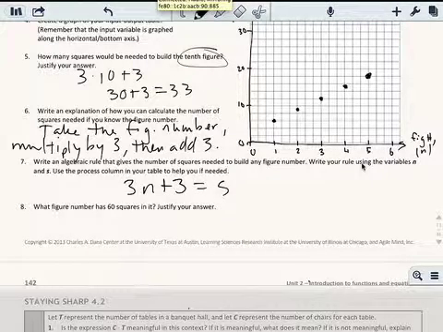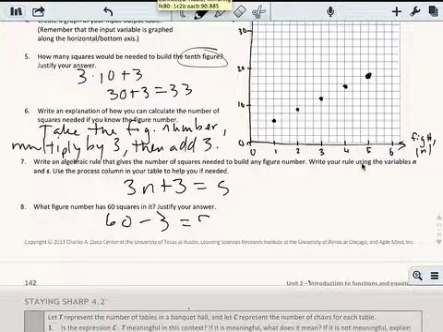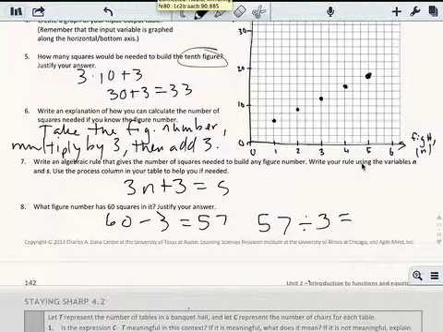Okay, so what figure number has 60 squares in it? Justify your answer. You might recall that we talked about working backwards today in class. And so this, we said, take the figure number, multiply by 3, then add 3. To work backwards, I'm going to start by doing the opposite of adding 3, which is taking away 3, and that's 57. And then I'm going to take 57 and divide by 3 because that's the opposite of multiplying by 3. And I get 19. So figure 19.